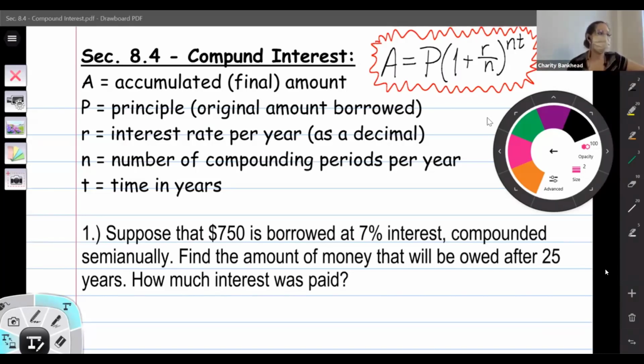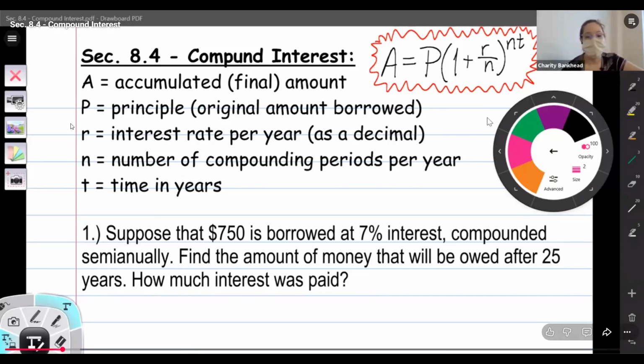So here you have the formula, and A is the accumulated or final amount. So that could be the final amount that is owed after a certain period of time, or it can also be the account balance if it's an investment. And then the principal is the original amount that you borrow, or it could also be the original amount that you deposit at the beginning.